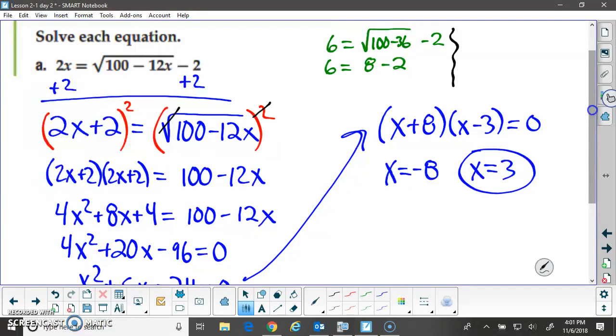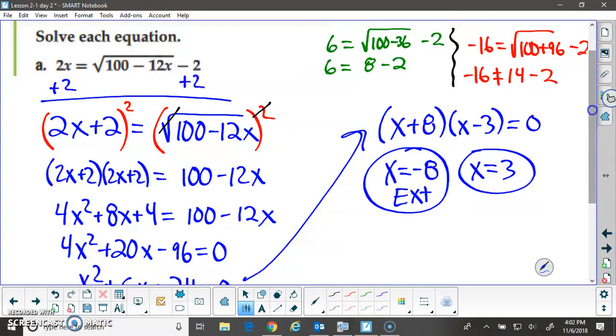If I do the same thing with the -8, I'd get -16 on the left-hand side. On the right-hand side, it'd give me the square root of 100 plus 96, and then we have the minus 2. Does -16 equal that? The square root of 196 is 14, and 14 minus 2 does not give us -16. Therefore, -8 is what we call an extraneous solution. It's not a real solution, it's an extraneous solution. I'd like you to label any extraneous solutions like I just did there. So this particular problem has one real solution and one extraneous solution.